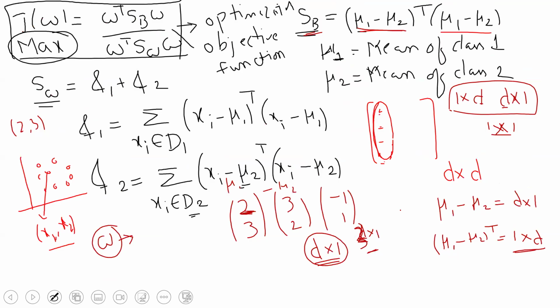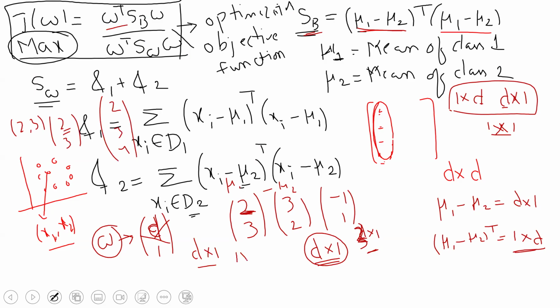So W is a vector. That is what you're trying to find out. So that will have a dimension of d into 1. If it is d-dimensional data, the dimensionality would be d into 1. If it is two-dimensional, the point will be 2, 3. If it is three-dimensional, 2, 3, 4. If it is d-dimensional, d into 1. So W transpose is 1 into d.